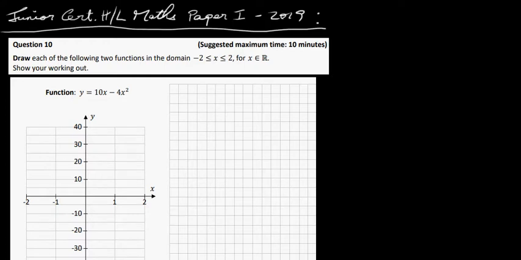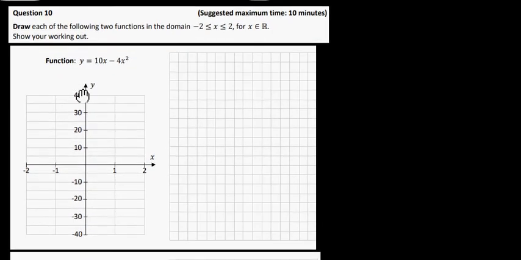Okay, so let's have a look at the Junior Certificate Higher Level Maths Paper 1, 2019, question 10. In this particular case, we have to draw each of the following two functions in the domain x is greater than or equal to minus 2, less than or equal to 2, for x being real, and show your working out. So we've got to draw this quadratic function here.